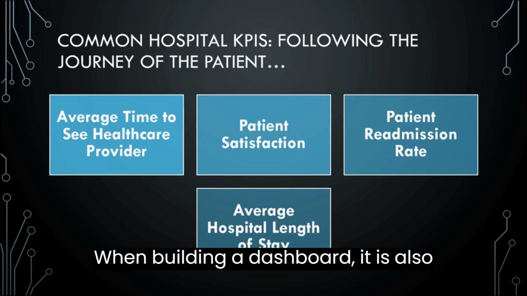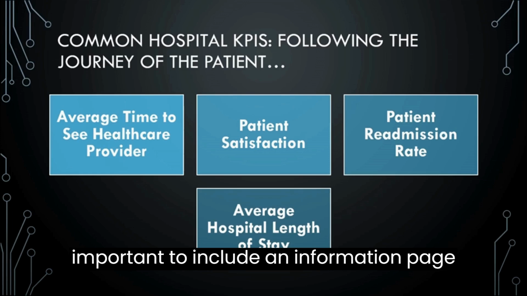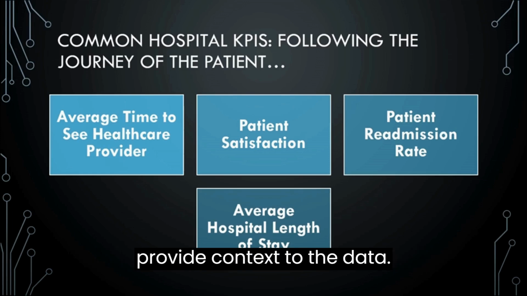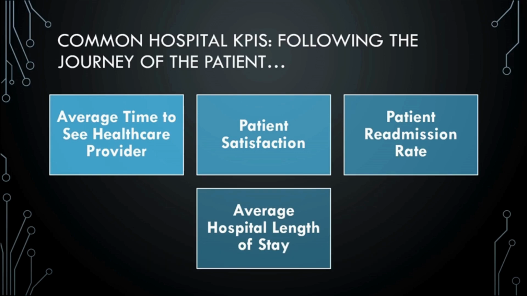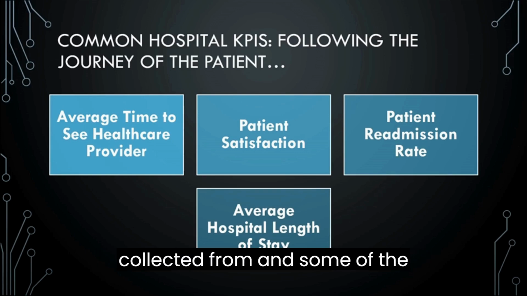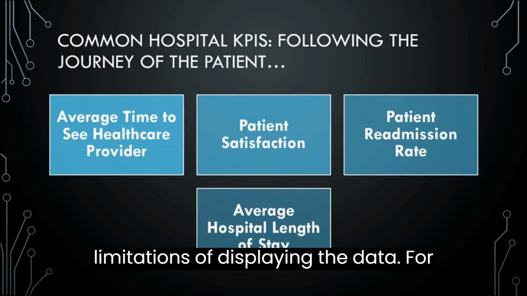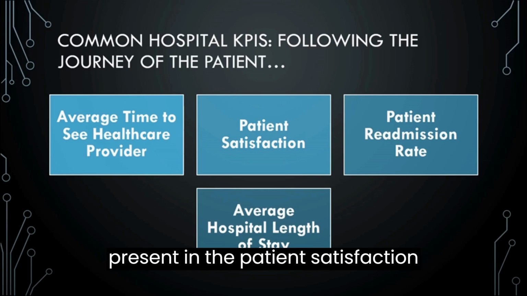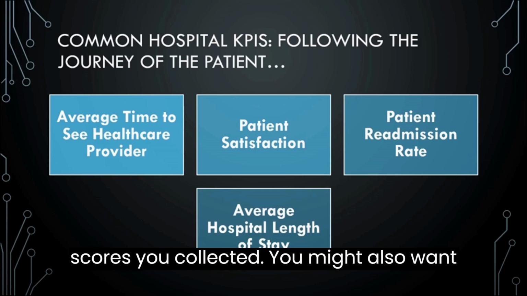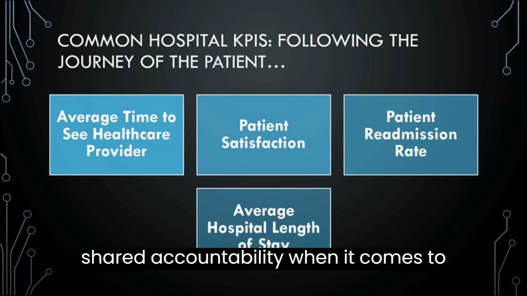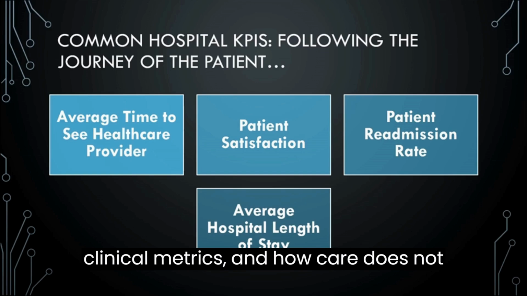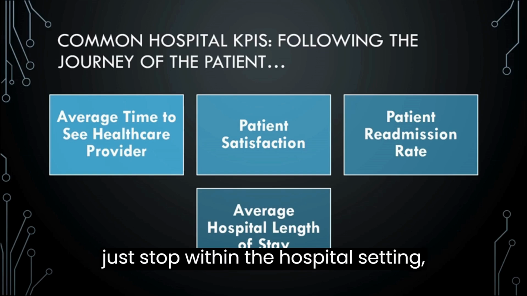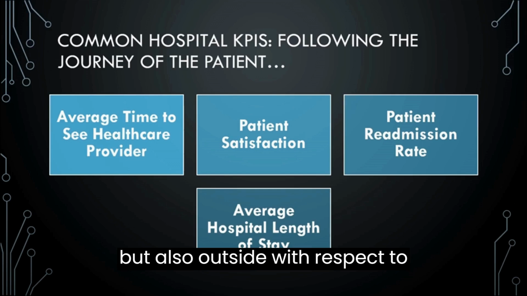When building a dashboard, it is also important to include an information page, which can speak to the metrics and provide context to the data. Things like where the data has been collected from and some of the limitations of displaying the data. For example, you might report on the population of missing data that was present in the patient satisfaction scores you collected. You might also want to report on the inherent nature of shared accountability when it comes to clinical metrics and how care does not just stop within the hospital setting, but also outside with respect to community care.